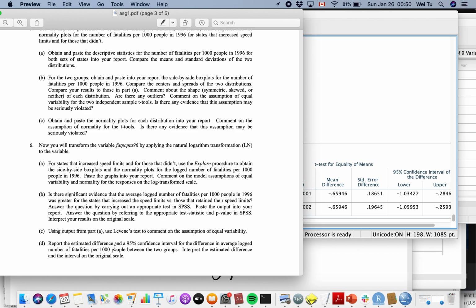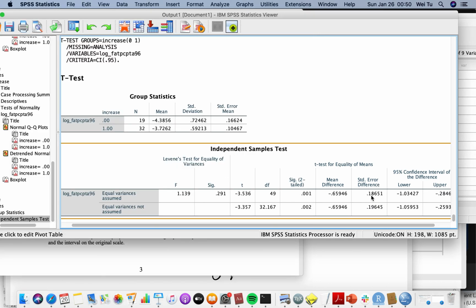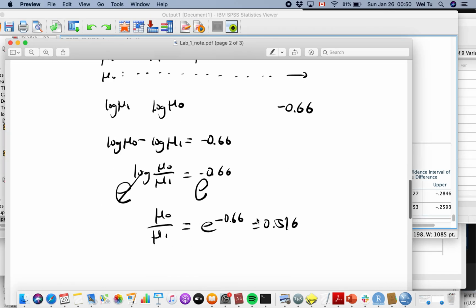But for this part, it asks you to do the interval part. We do see a difference, because here it asks you to interpret the estimated difference and the interval. The difference is basically this number, and this is the interval. So how do we interpret it back? Basically it goes like this.